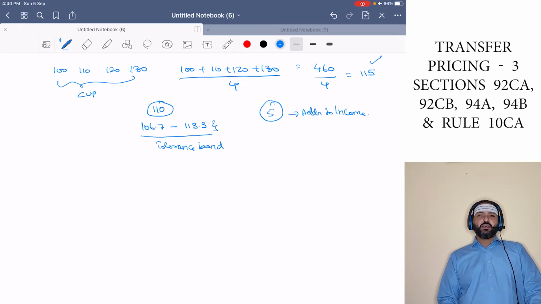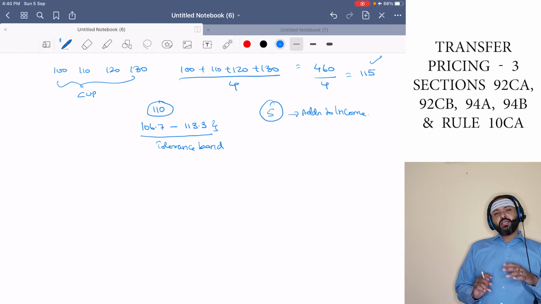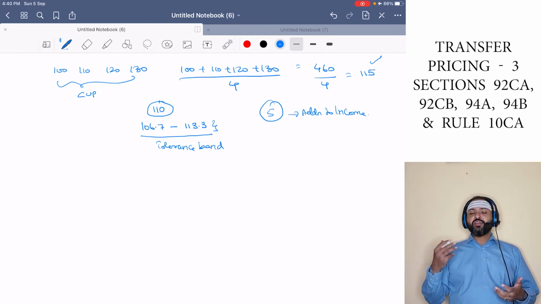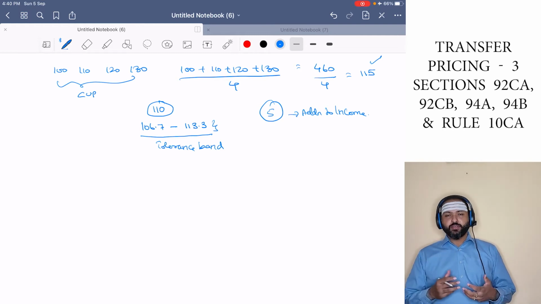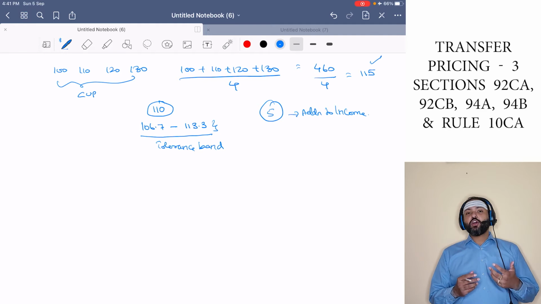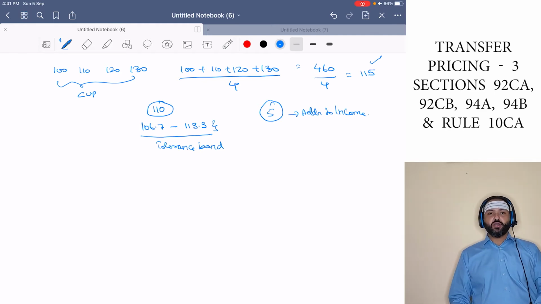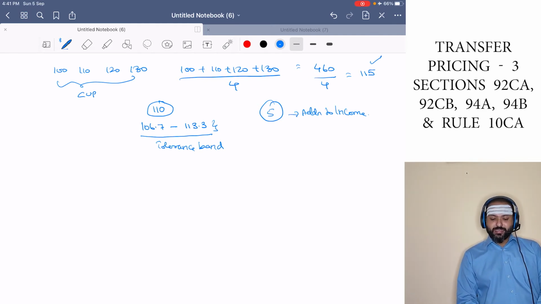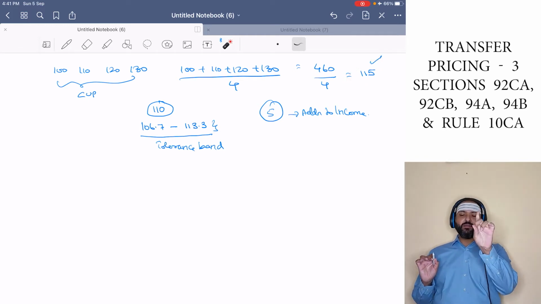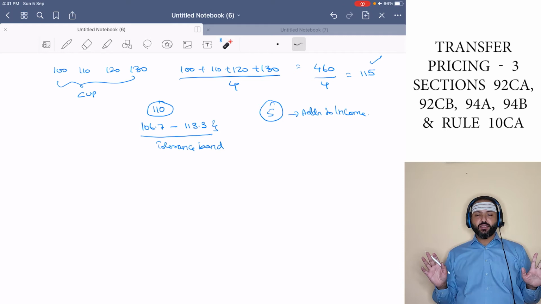Now, there was a problem. What is this problem? See, transfer pricing is not a provision that applies only to India. It applies to every other country. So, if you see developed countries, they did not have this singular transfer pricing concept. For instance, in this example, what is the arm's length price? 115. So, there is a single price that is given as arm's length price.